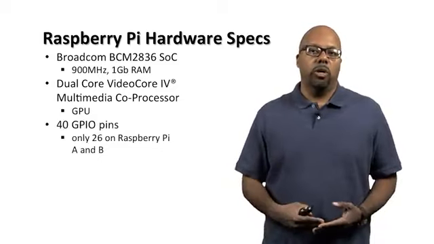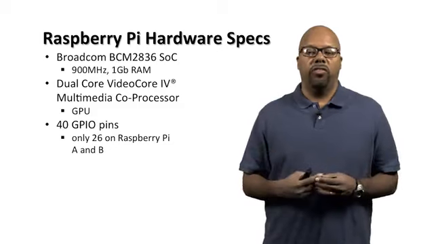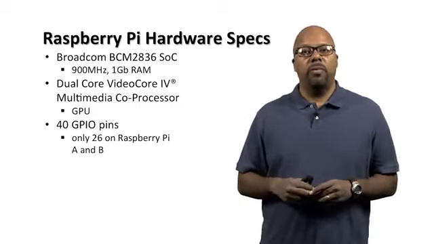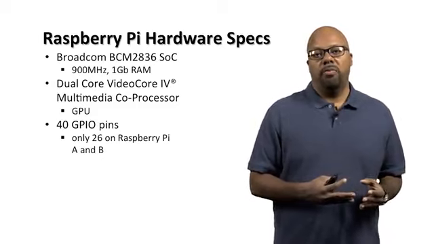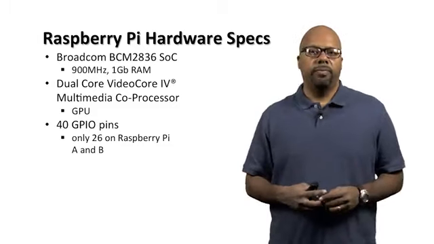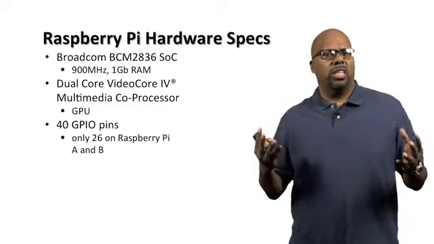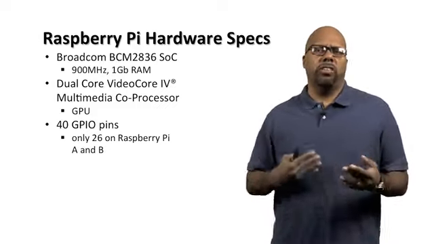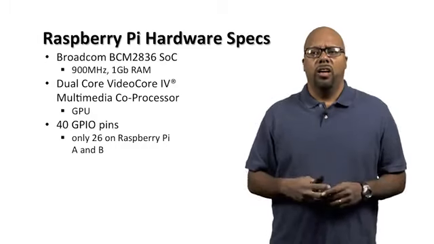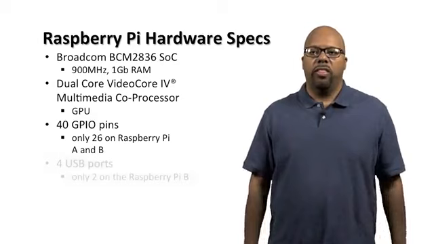40 GPIO pins. GPIO standing for General Purpose Input-Output. So the pins that it has, 40 pins. This is actually a good step up from the previous Raspberry Pi boards. They only had 26 pins on the Raspberry Pi A and B. Also, that's more than the Arduino has. Arduino has, let's say, 14 digital plus the 6 analog. It has less than 40. So we got 40 GPIO pins to play with.